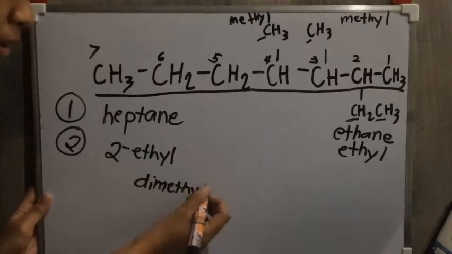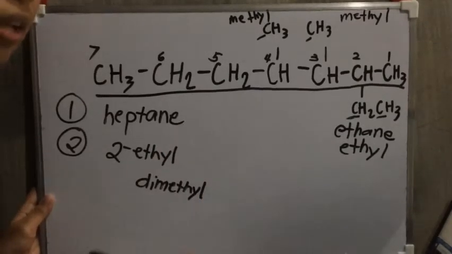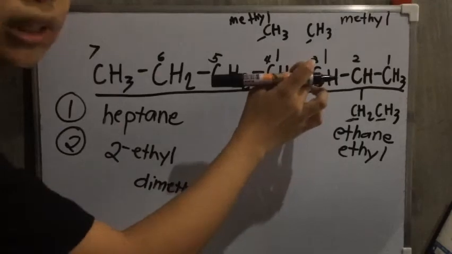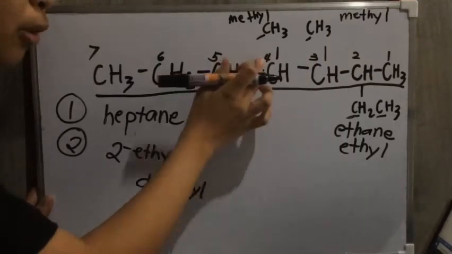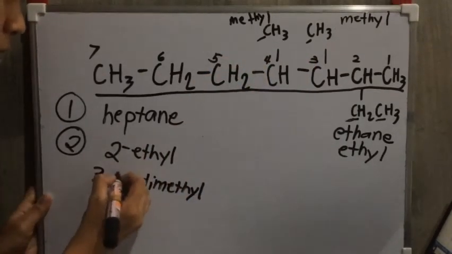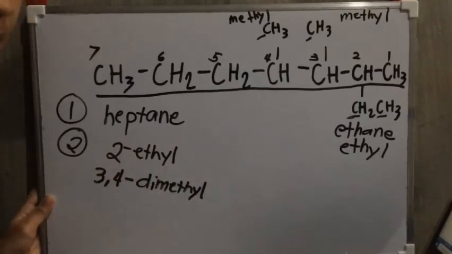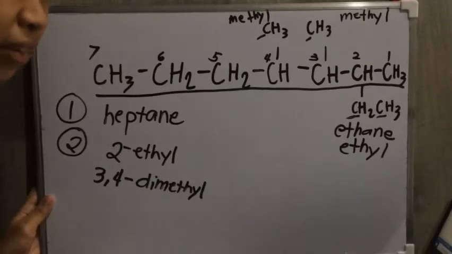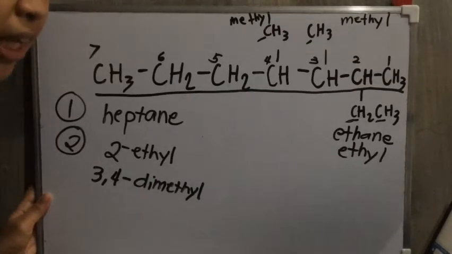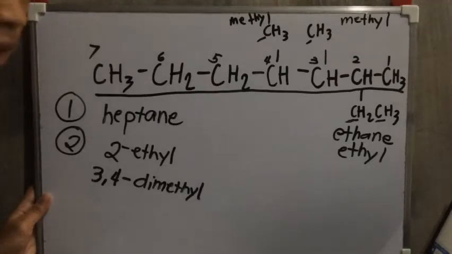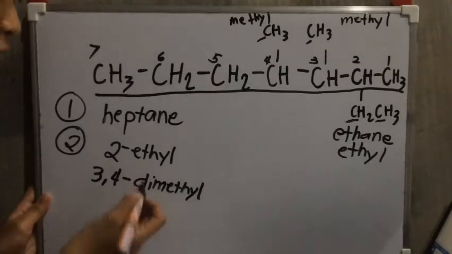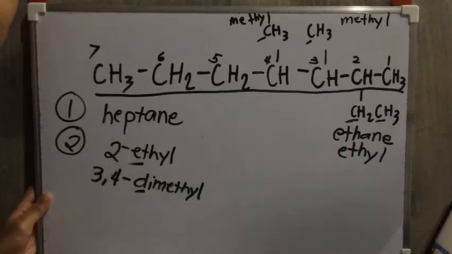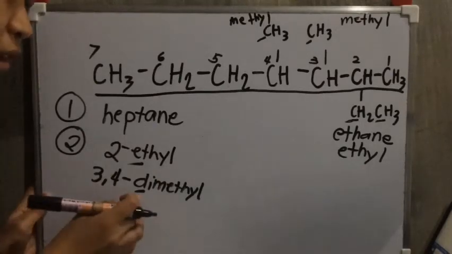Dimethyl. Saan nakakabit yung ating methyl? Nakakabit siya sa number 3 at sa number 4. So, we have 3,4-dimethyl. Paano na yung pangalan niya? Nakalagay, we should name the substituent in alphabetical order. So, ano bang mauuna? Letter D or letter E? Sa alphabetical, nauuna yung letter D.